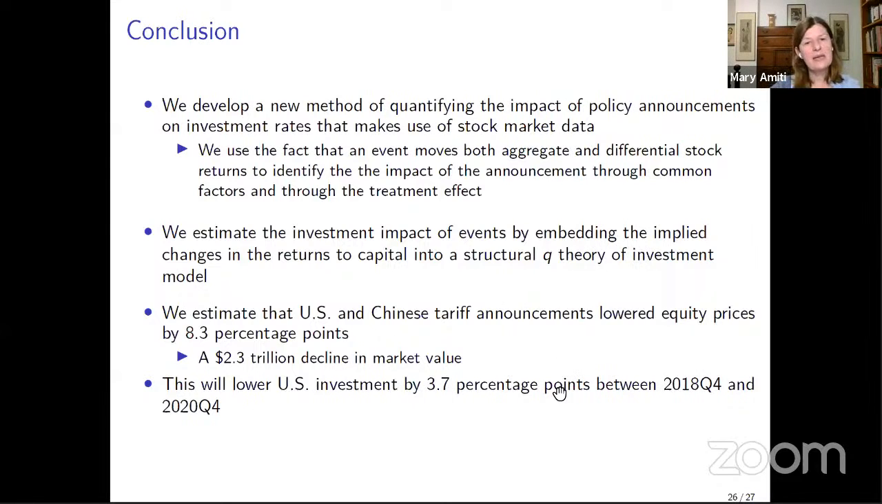And we estimate here that this trade war lowered equity prices by 8.3%, which is about a 2.3 trillion decline in the market value. And that over these 2 years, the fall in investment is about 3.7 percentage points. Okay.